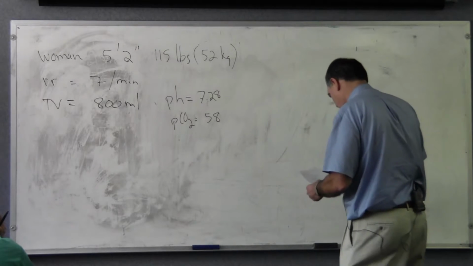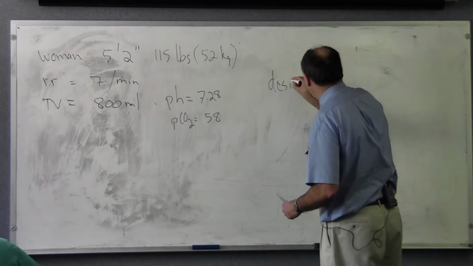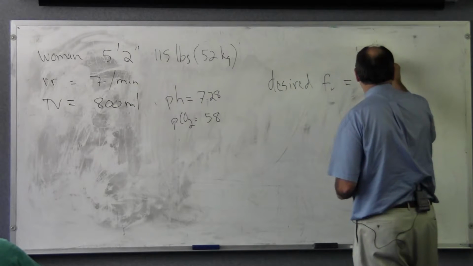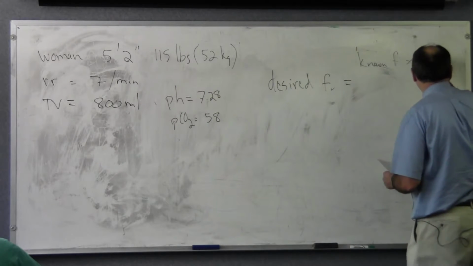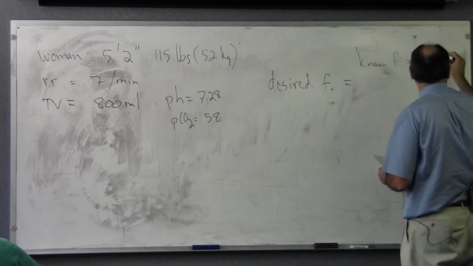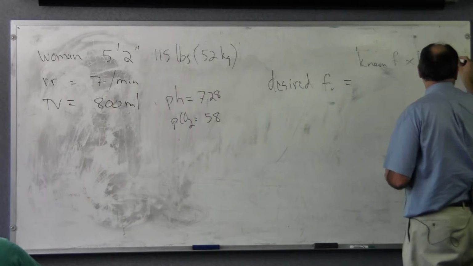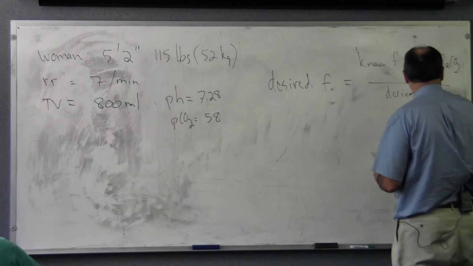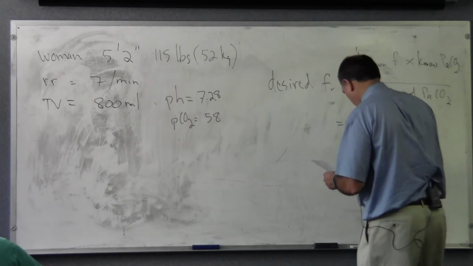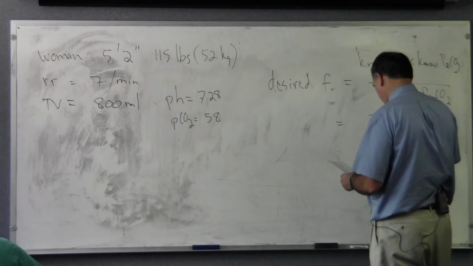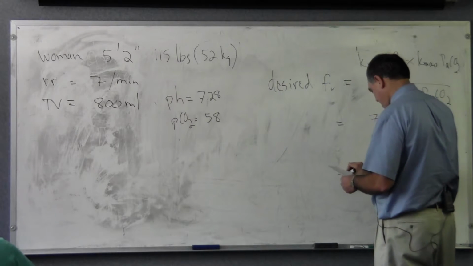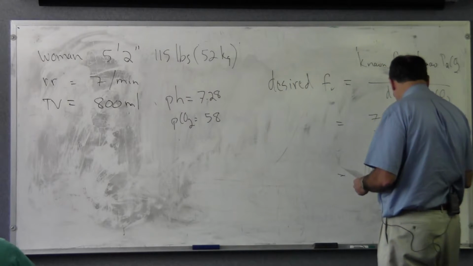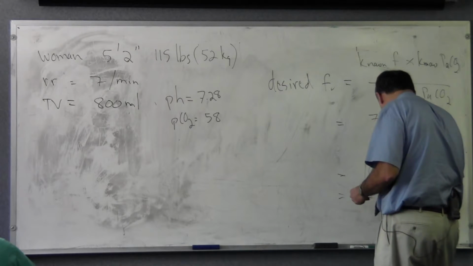Well, it's the same as what we did before. You looked at what you want as your desired rate or frequency, which is going to be equal to the known frequency times the known PaCO2 over the desired PaCO2. So just to expedite, I wrote this down: it would be 7 times 60 over 40. Therefore, it comes to about 10.5 breaths per minute. I just rounded it off to 11 breaths per minute.